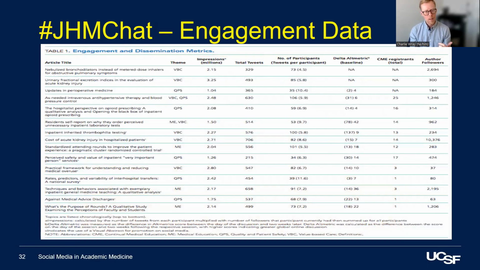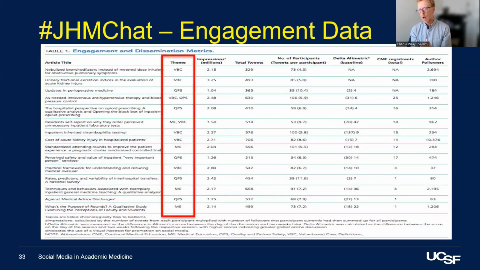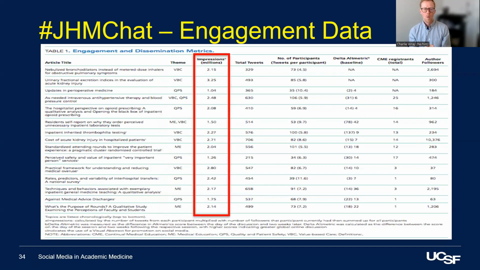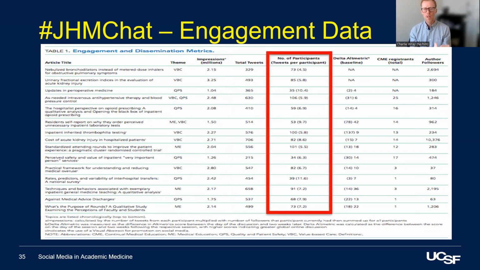So, busy slide, but I'm going to walk you through it real quickly. We were hospitalists, and so we talked about three types of articles during these discussions. Things that usually went around value-based care, quality patient safety, and medical education. We averaged at that time around 2.1 million impressions per discussion. And more recent data, we're actually closer to 3 million at this point in time. We averaged 76 participants. So once a month, we got around 76 different people together to have these discussions.